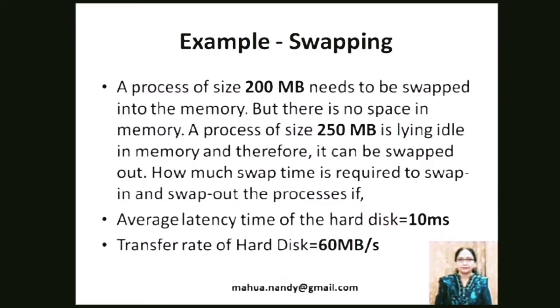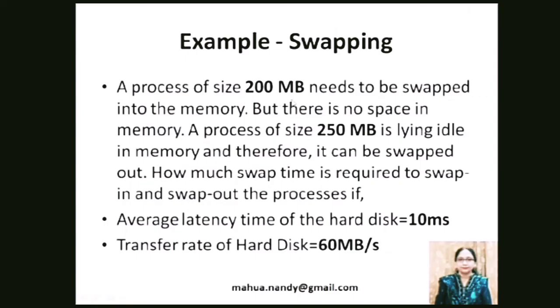Now we are considering one example of swapping. A process of size 200 MB needs to be swapped into the memory, but there is no space in the memory. A process of size 250 MB is lying idle in the memory and therefore it can be swapped out. How much swap time is required to swap in and swap out the processes if average latency time of the hard disk is equal to 10 millisecond and transfer rate of hard disk is equal to 60 MB per second? So we need to work out this problem.